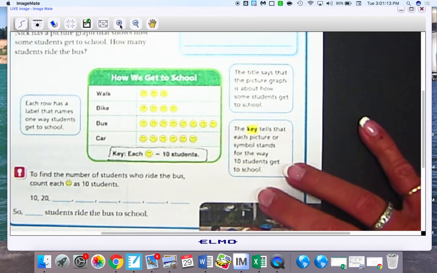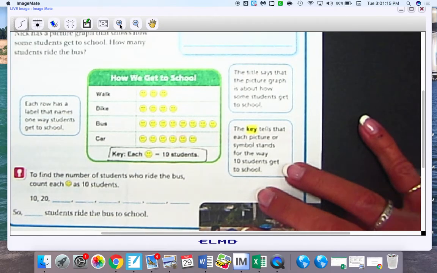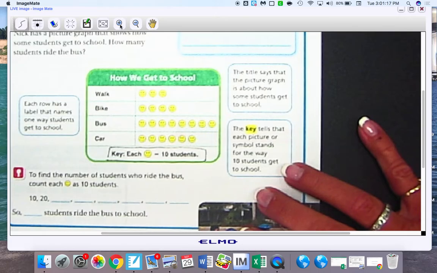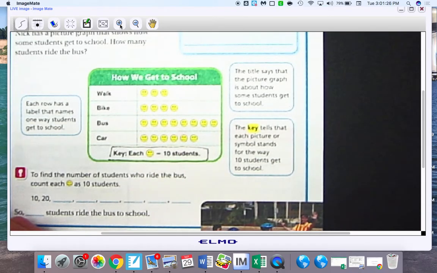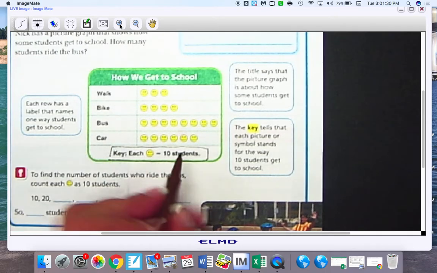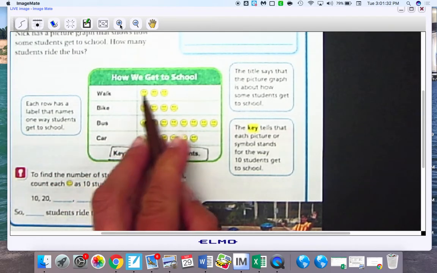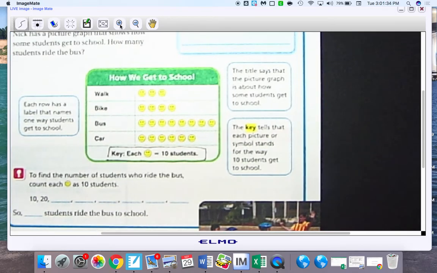Now, why do you think they just don't draw all those faces? Well, just imagine how big the picture graph would be if they did. It would be huge. Think of buses, how many they would have to draw. They would spend all day drawing. Plus, they'd have to add on paper. So, a key is what we use to tell how much each counts for.